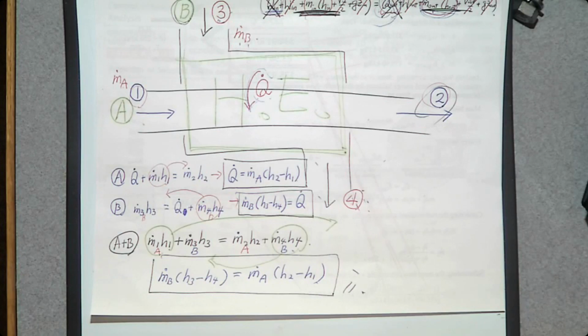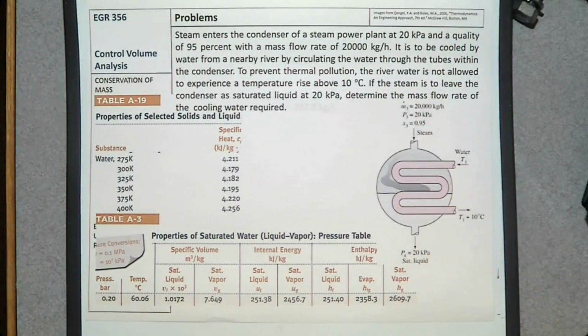Okay, and let's solve a problem together. So we have a heat exchanger. Steam enters the condenser of a steam power plant at 20 kilopascal and a quality of 95% with a mass flow rate of 20,000 kilograms per hour. It is to be cooled by water from a nearby river.